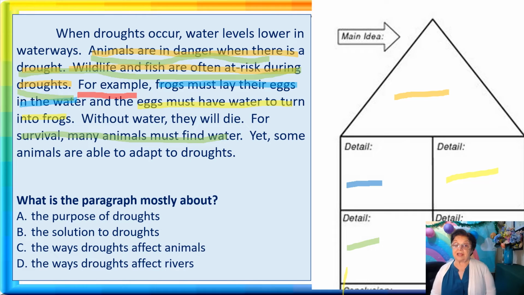So this time, the topic sentence wasn't the first sentence. The main idea wasn't in the first sentence. Sometimes you have to look for it. Use your brain and think. Because this whole passage didn't talk so much about droughts as it did about the animals that were in danger during the drought.